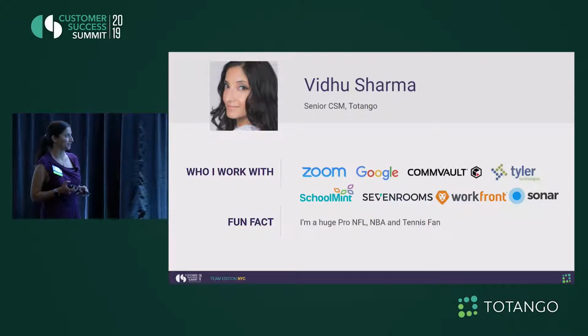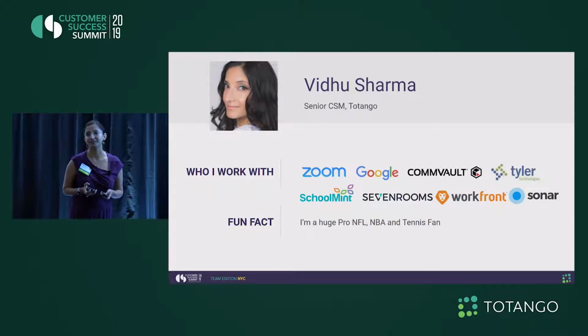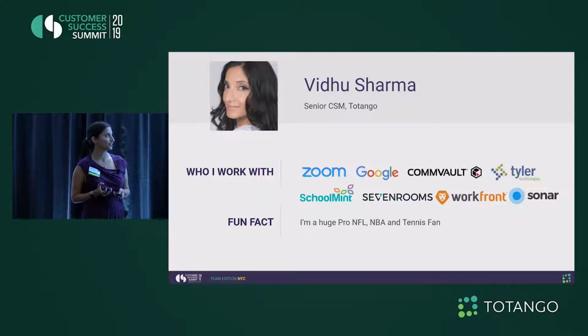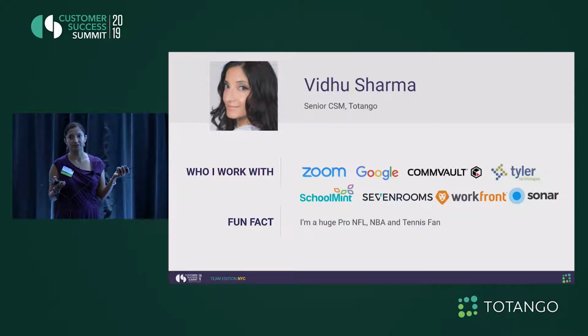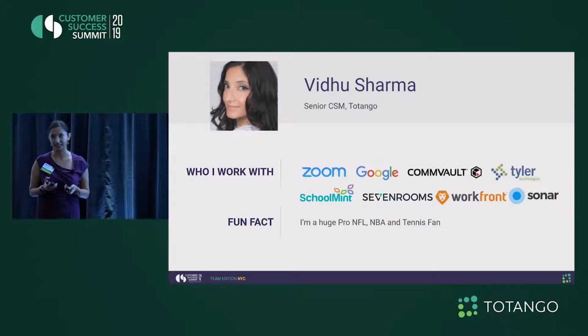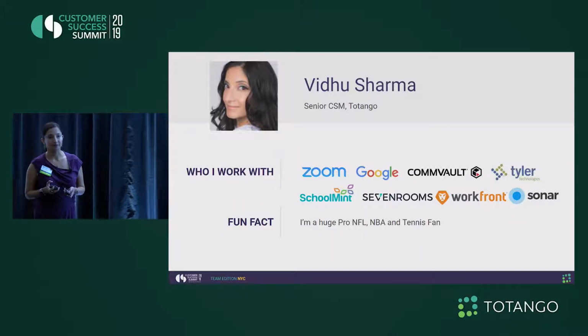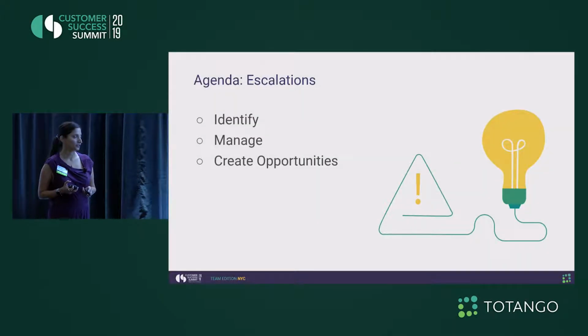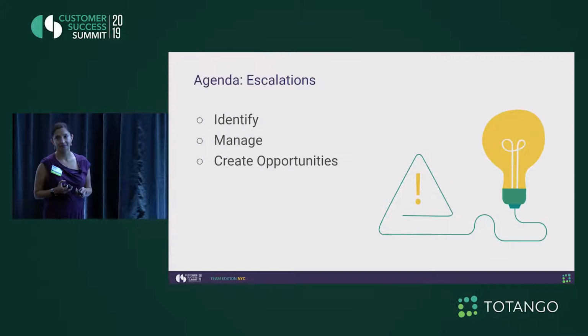So as Omar mentioned, my name is Vidhu Sharma. I'm a senior CSM here at Totango. I've been with Totango for multiple years now. I work with many customers. I've highlighted some of the ones that are attending Summit here today. A little fun fact about myself, I'm a huge pro sports fan. I love the NFL, the NBA, and tennis. Go Rafa and Nadal. I'm still rooting for Serena to get her 24th.